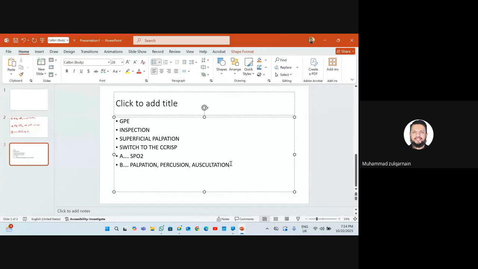patient is in severe pain. That is why I did not perform the auscultation from the posterior aspect. Okay. Then there is circulation.